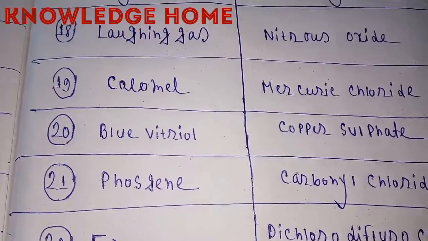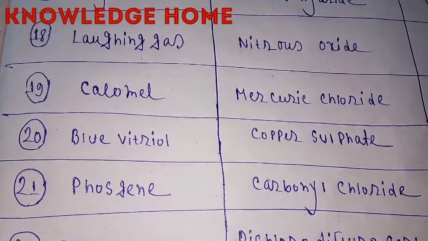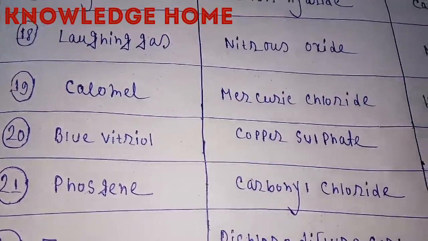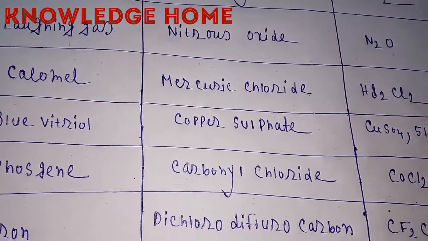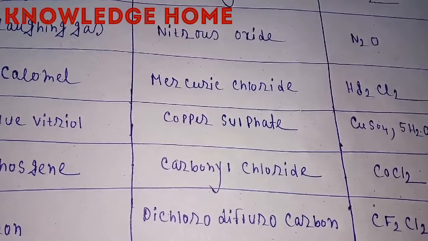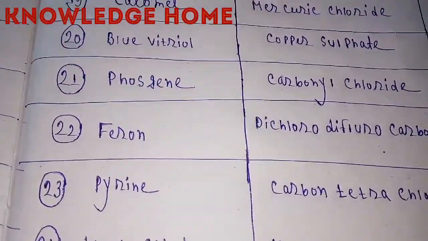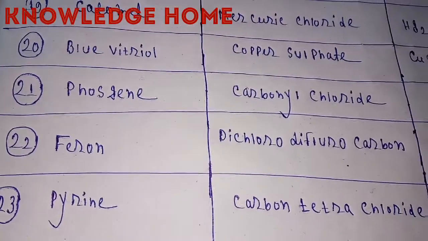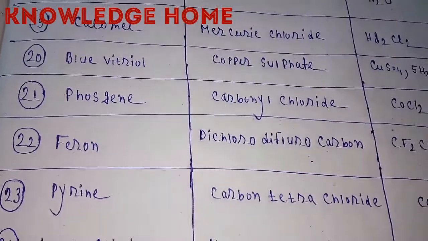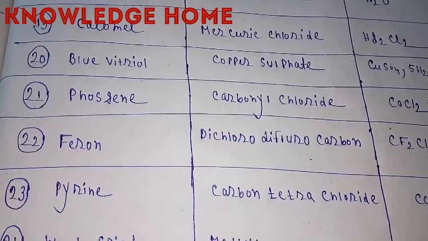Next one is blue vitriol, and the chemical compound name is copper sulfate, and the formula is CuSO4·5H2O. The next one is phosgene, and the chemical compound name is carbonyl chloride, and the formula is COCl2.